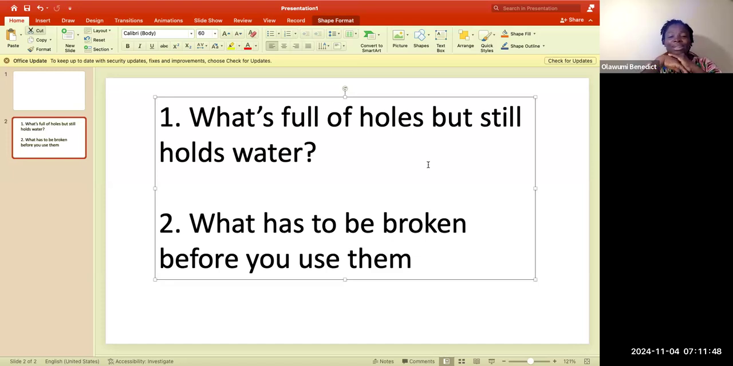Okay, for the second question, what has to be broken before you use it? Someone said coconuts. Yes, coconuts, you have to break it before you use it as a farmer. And then another person said egg. Yes, you have to break it before you can fry it, and even when you boil it, you have to break it before you can eat it. That's one peculiar thing about the egg. So thank you for answering this question.